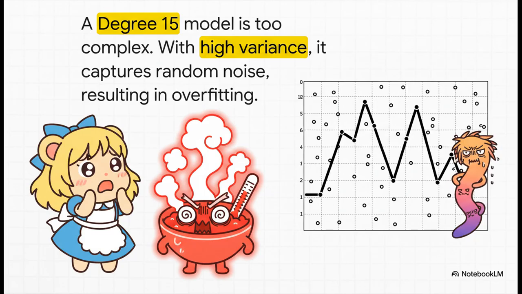And here's the second bowl. This one is way too hot. This is a super high-degree polynomial, maybe something crazy like degree 15. This model is so flexible that it just wiggles and squirms all over the place trying to hit every single data point perfectly. It has high variance, and it's capturing all that random noise, creating this chaotic line that has zero chance of predicting anything new.